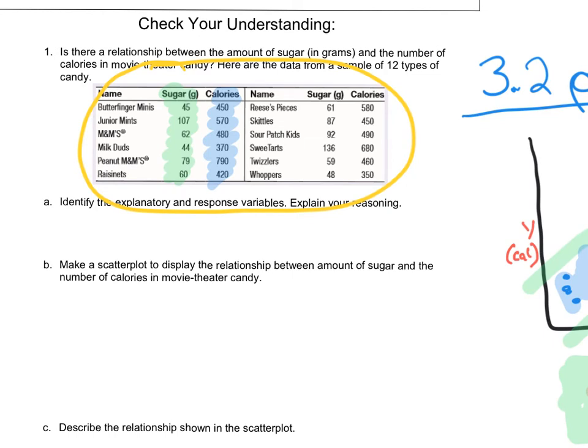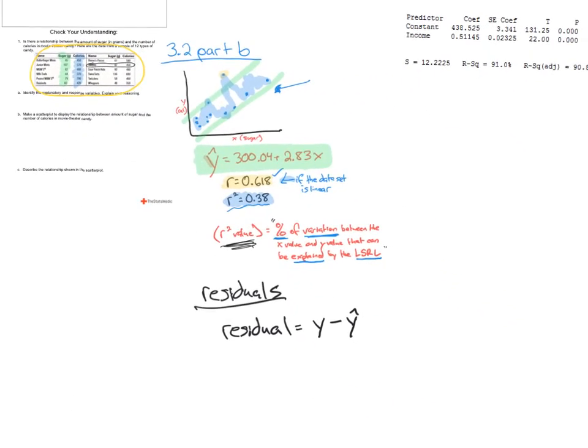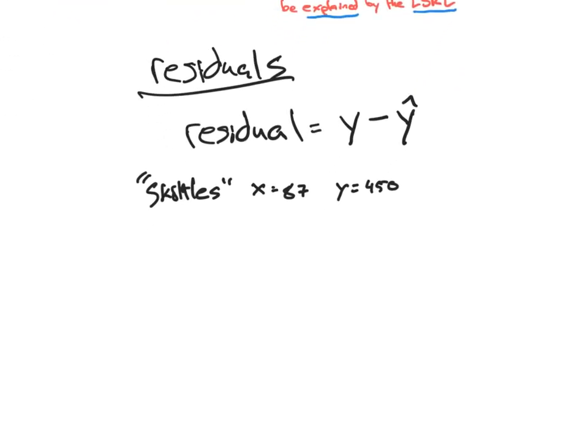What do we like here? Let's do Skittles. I like Skittles. So let's do the residual for Skittles. If we were going to take Skittles, we know that the X is equal to 87. That's its sugar content. The Y is equal to 450. All right, let's do this.